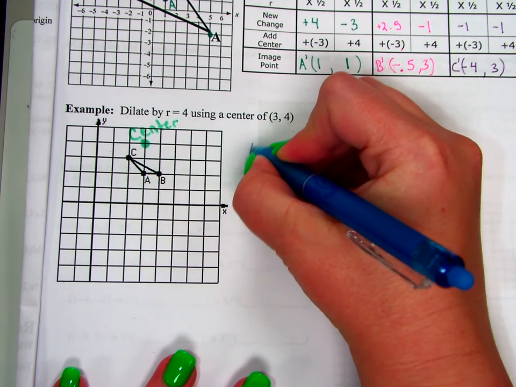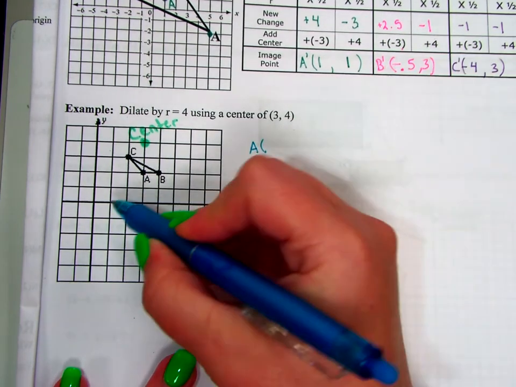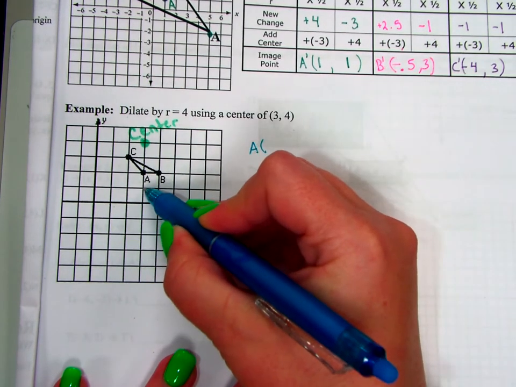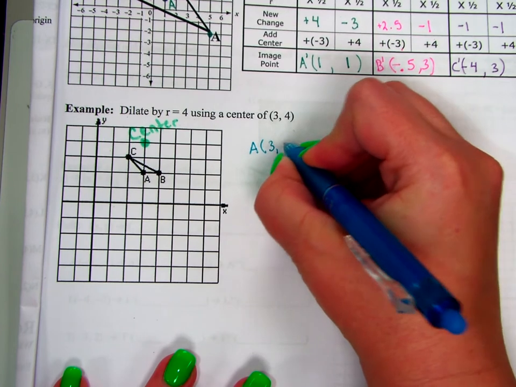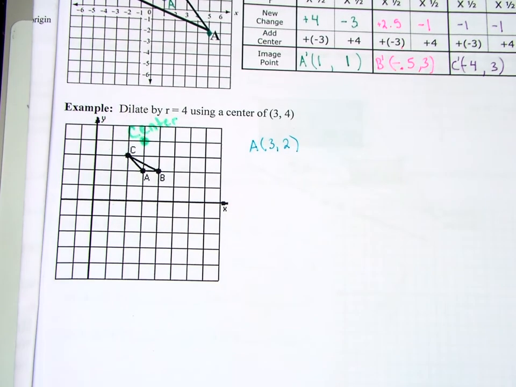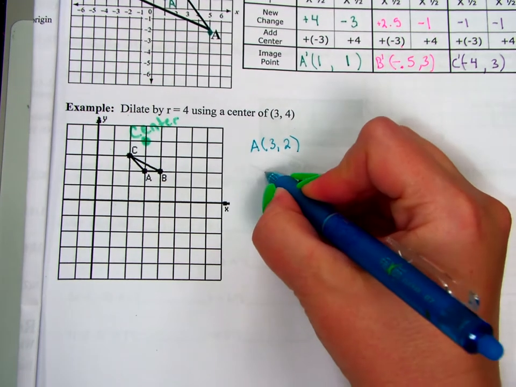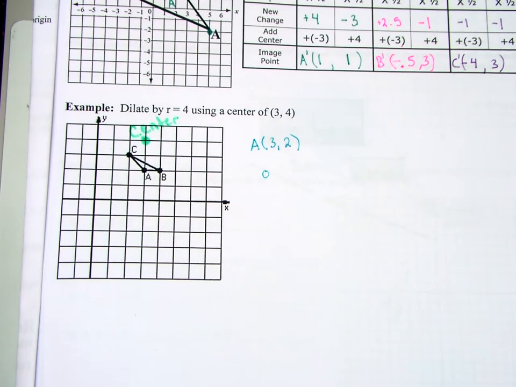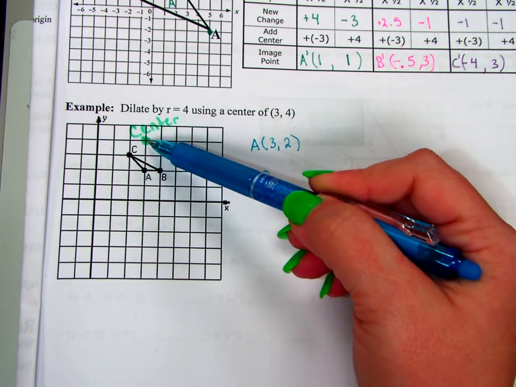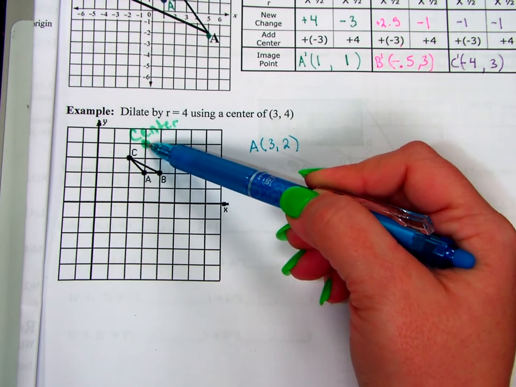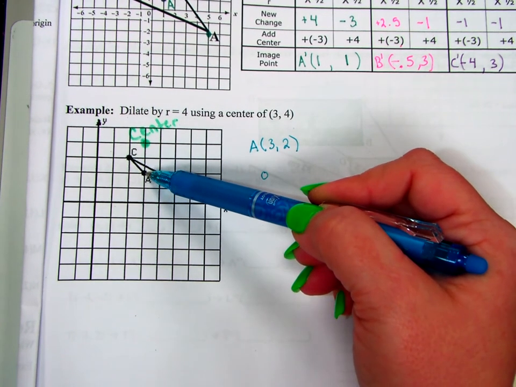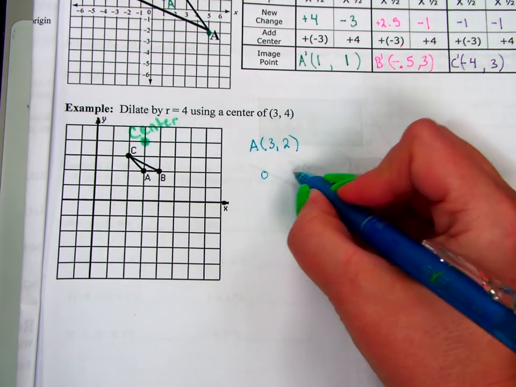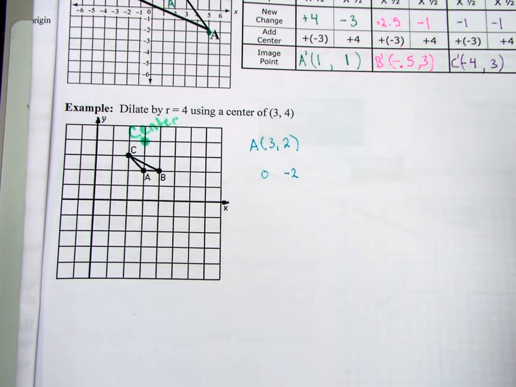All right, and I'm going to start with A. A is currently 1, 2, 3, 2. So to get from 3, 4 to 3, 2, I'm not moving left or right at all, so that's just a 0. For the y, to get from the center, I have to go down 2, so that's a negative 2.